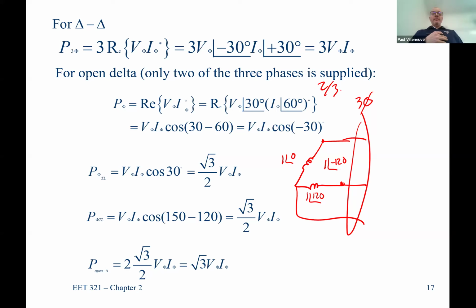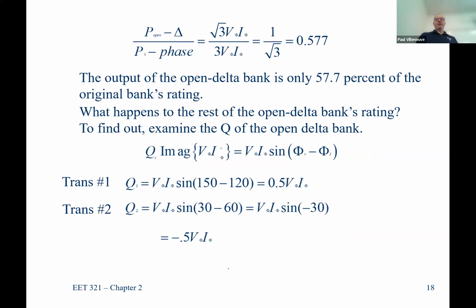So let's look at some math here. Our power is going to be equal to VI cosine(30 minus 60), VI cosine(minus 30). My VI cosine becomes cosine of 30, which is square root of 3 over 2. Remember, we did that in class the other day. And then I do my other leg, and I have minus 150. Again, I have the square root of 3/2. So the open delta has 2 times the square root of 3/2, which is equal to the square root of 3 times V phase, I phase. When I do the calculation, I only have 58%.